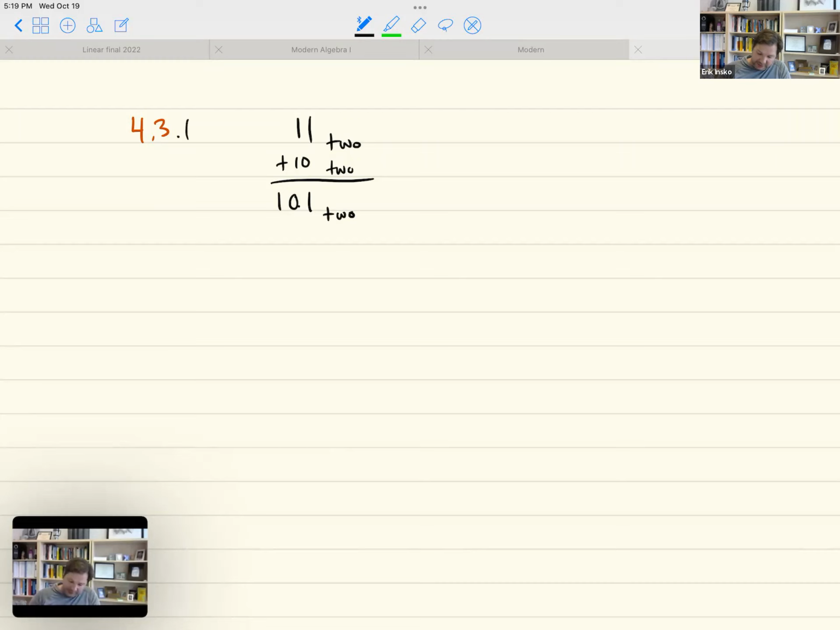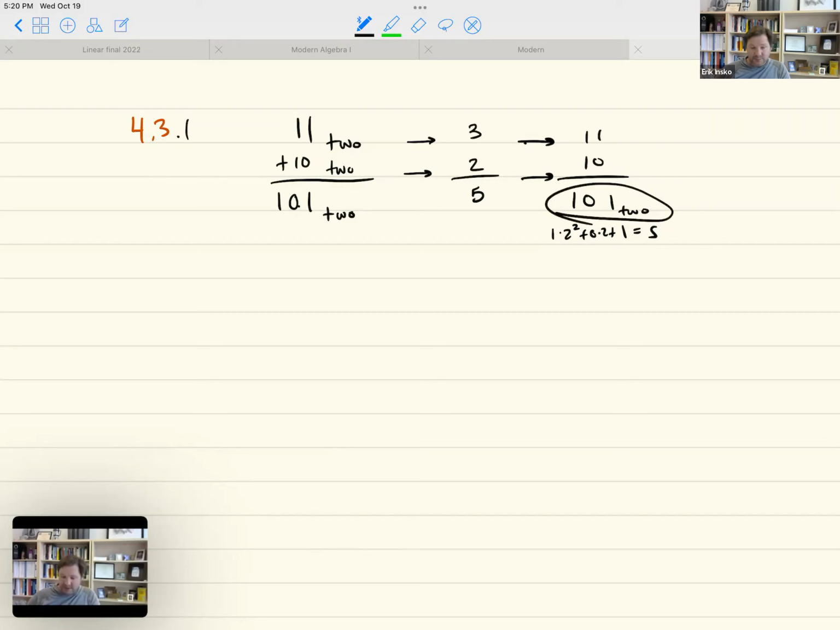And just for sanity, I'm going to convert this to base 10 real quick. 11 base 2 is really 2 plus 1, which is 3. And then 10 base 2 is really 2. So 3 plus 2 is 5. Then you'd have to convert that back into base 2, as a sanity check. So that would be 4 plus 1, which is why you get 101. This is 1 times 2 squared plus 0 times 2 plus 1, which gives you 5. So hopefully that makes sense. Those lined up. So the final answer is 101 base 2.